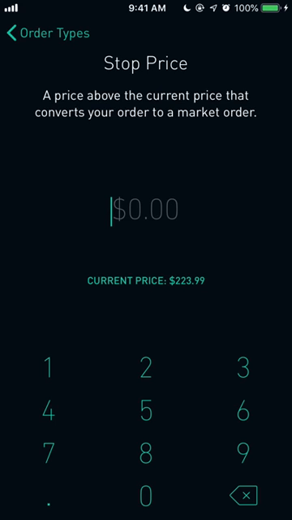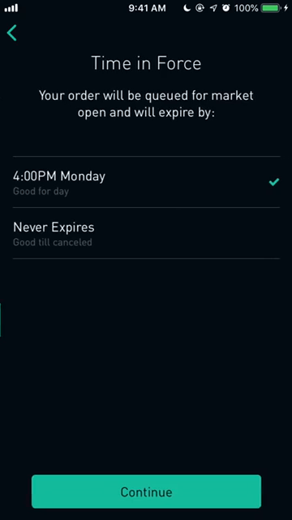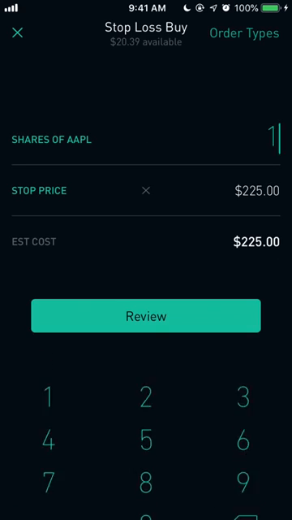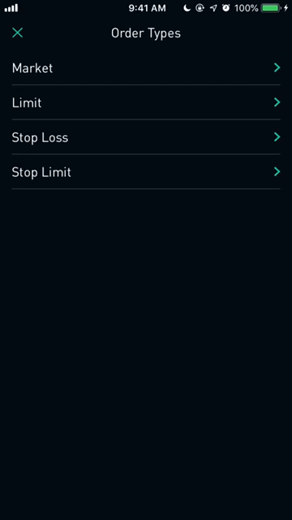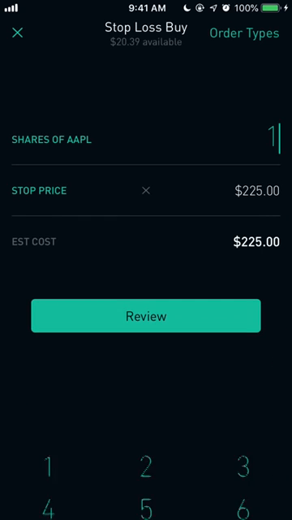And this one I actually should have done a little bit more. Once again, it's the same thing. You got to click it twice, though. Continue, and then it will go through. So those are all the order types in terms of buying. Next, I'm going to go on to the order types in terms of selling.